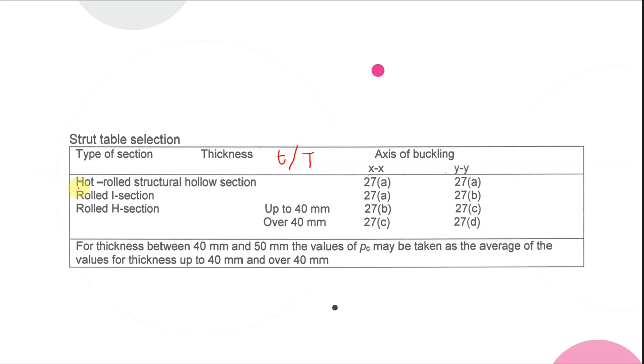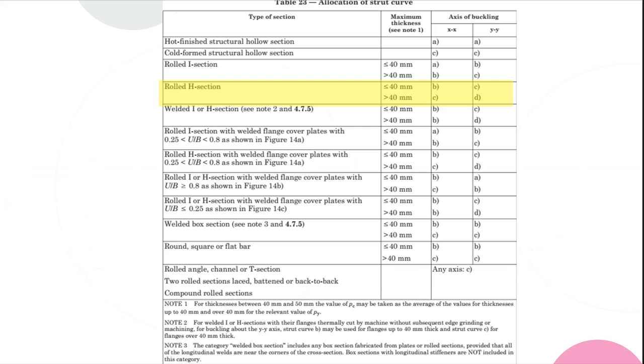Okay, so this is actually extracted from BS. In BS it looks like this. We have so many other section types. It is not just the H section that exists in the world. We have hollow section, I section, welded or rolled, and then we have welded box, angle, channel, T section, and so on. So there are many other sections, but we just cover the H section only, the rolled H section.